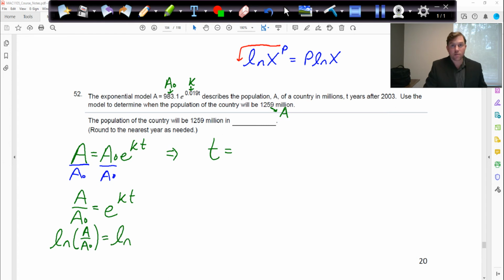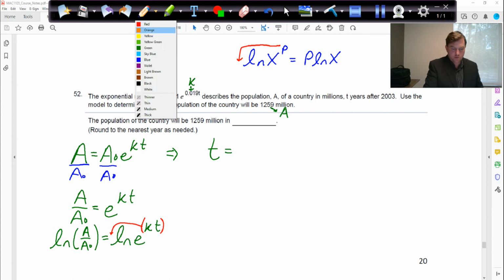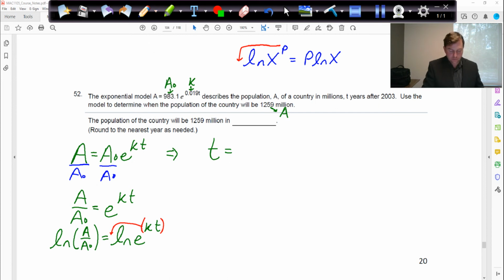So we're going to take the natural log of A over A0. If I take a natural log of the left, I have to take a natural log of the right, e to the kt. Okay, now we're going to use this property in blue. So we are going to be able to pull this entire exponent, which is both of these things, down in front. So we are going to have natural log on the left, A over A0, equals kt times the natural log of e. So the kt is now in front.